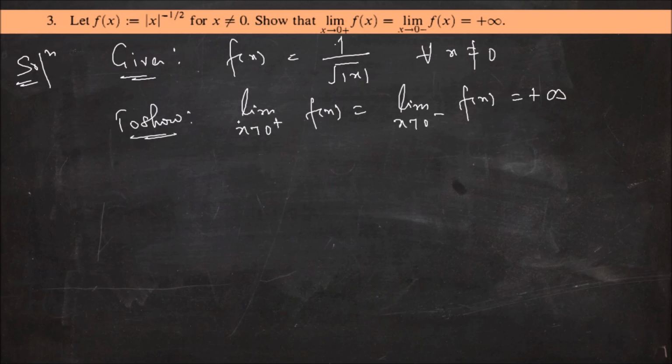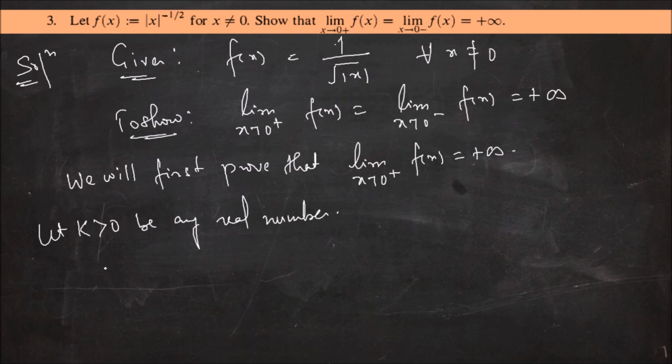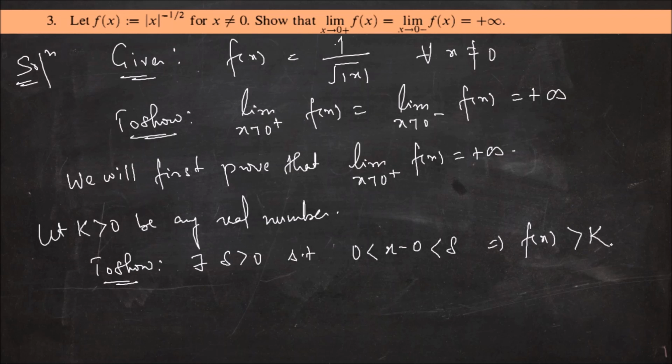So we will start the proof by first proving that limit x tends to 0 positive of f(x) is equal to plus infinity. For this, let k greater than 0 be any real number. We have to show there exists delta greater than 0 such that 0 less than x minus 0 less than delta should imply f(x) is greater than k. So this we have to show.